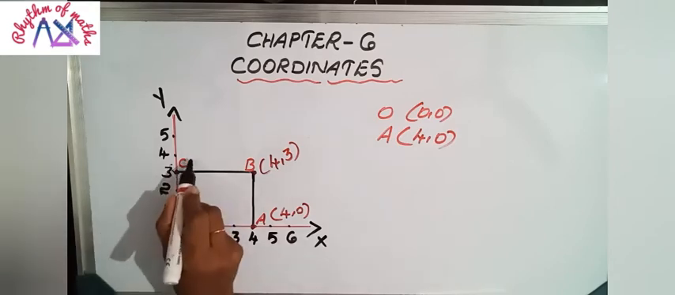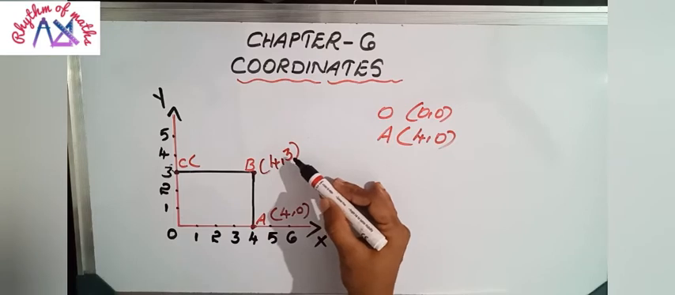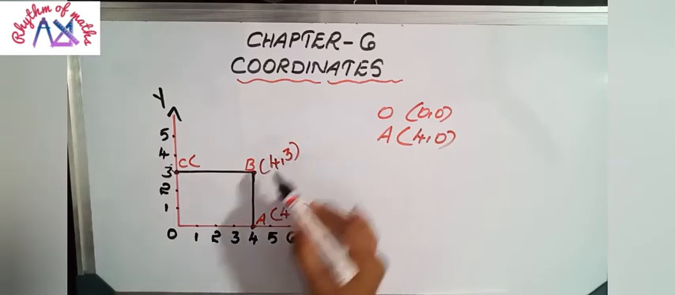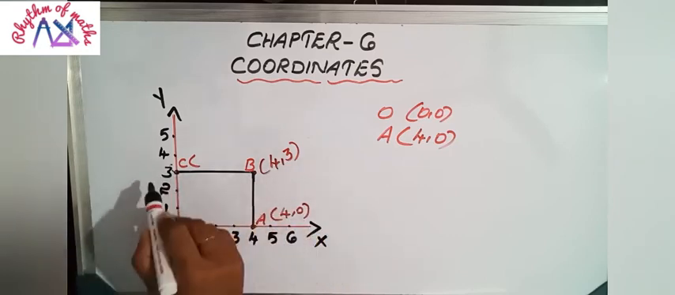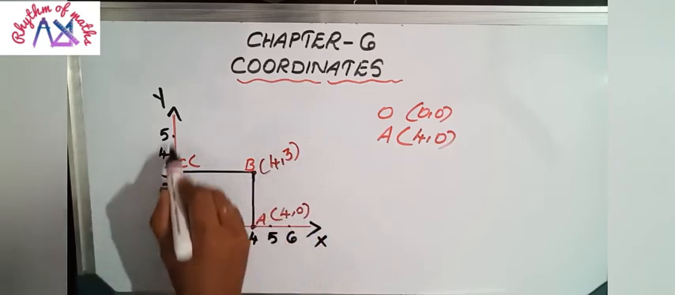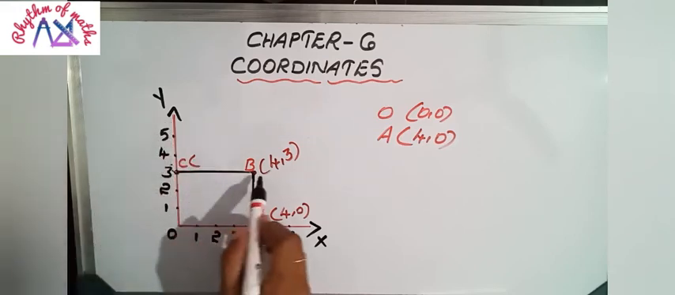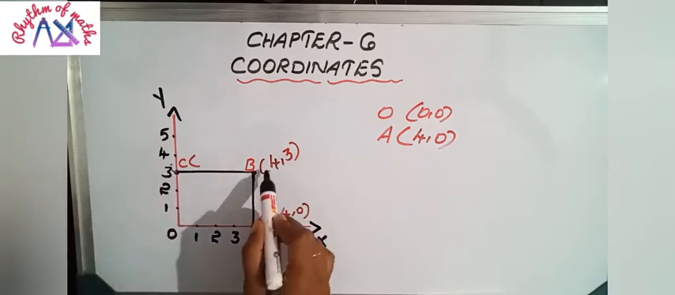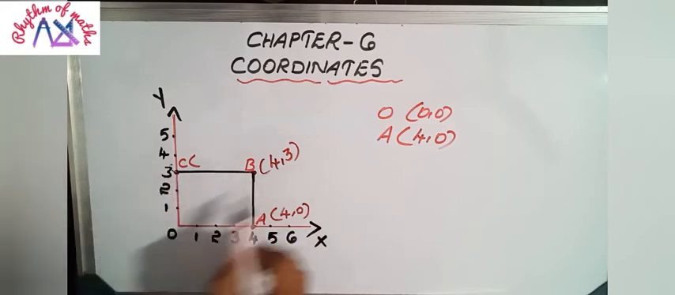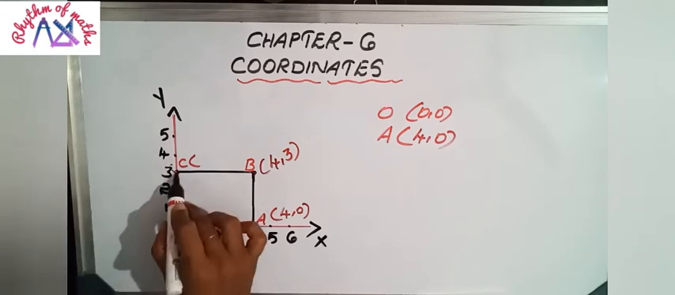Next is the C point. Now for the C point, the y coordinate is what? 3. Here the y coordinate is 3, which means this height will end at 3. This parallel line will end at the point 3 on the y-axis. Likewise we are marking the coordinates towards the x-axis and towards the y-axis. With x-axis 4 and y-axis 3, this point will be 3. So what will this coordinate be? C coordinate. The y number is 3.